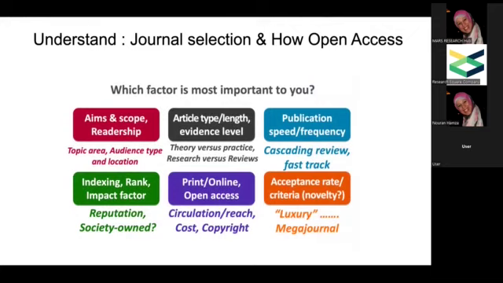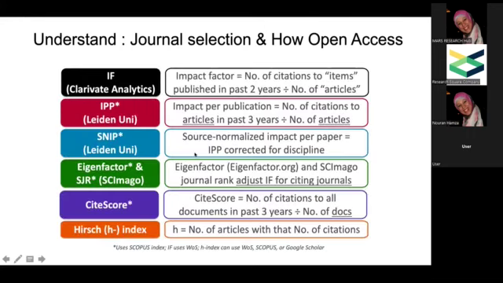And so, irrespective of open access, although that's often very important to lots of researchers, have a think when selecting a journal, which factor is most important to you. The aims and scope, the readership, what kind of article can you write, the evidence level, the publication speed, the frequency, the indexing, the rank, the impact factor. Will the journal be print only or will it be online? Will it be open access? And what's the acceptance rate? And I would say that all authors, everybody listening to this, has their own unique combination of factors that are most important to them when selecting a journal.